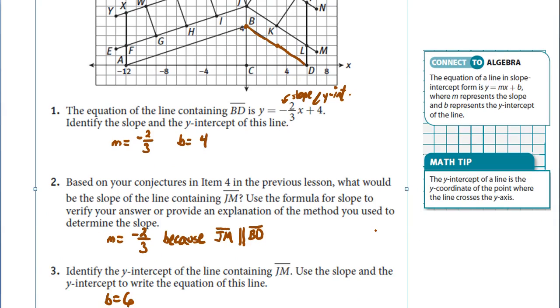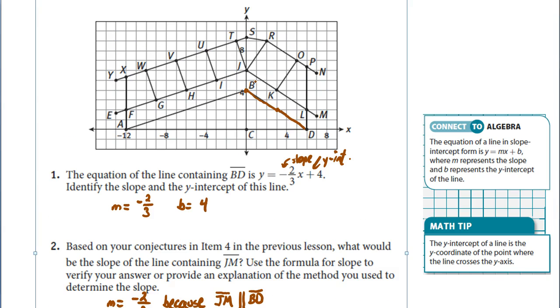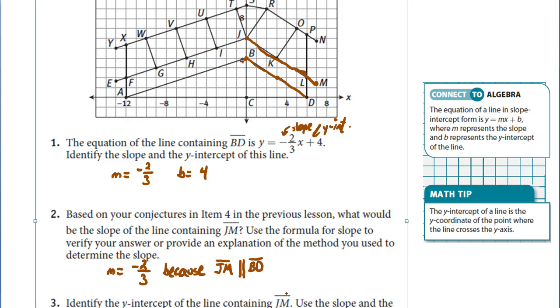Now, number 2. Based on your conjectures in item 4 of the previous lesson, what would be the slope of the line containing segment JM? And use the formula for slope to verify your answer or provide an explanation of the method you used. So the line containing segment JM, that's right here, tracing it in brown. Because that is parallel to segment BD, I can conclude that the slope is also negative 2/3 using what we figured out in the last lesson, that slopes of parallel lines are the same. And so here is my justification because those are parallel.